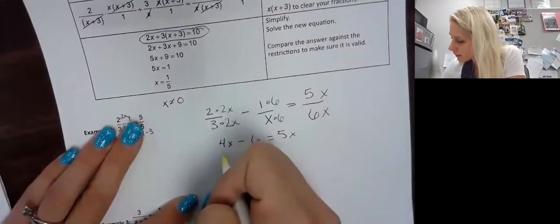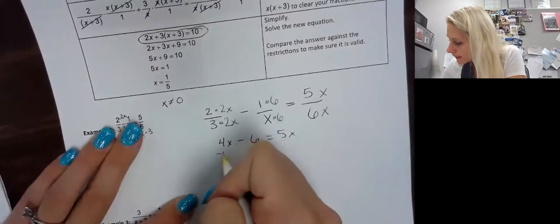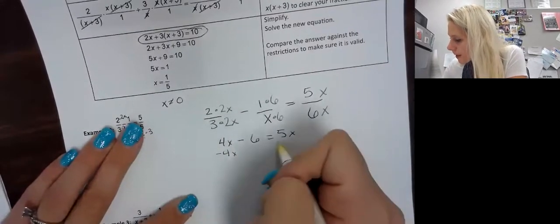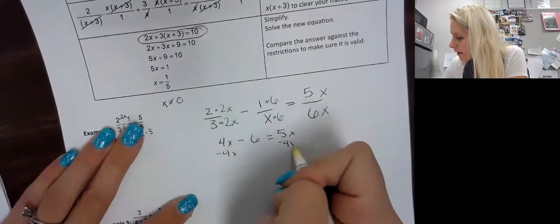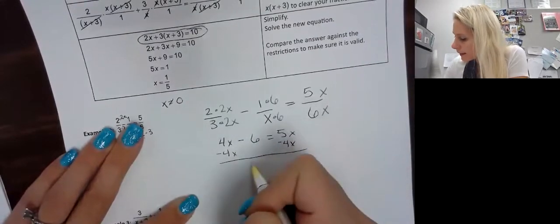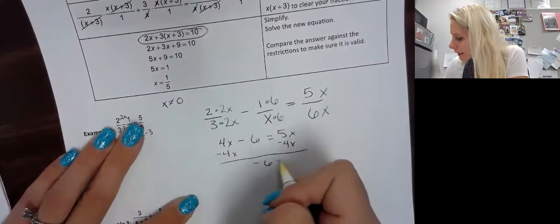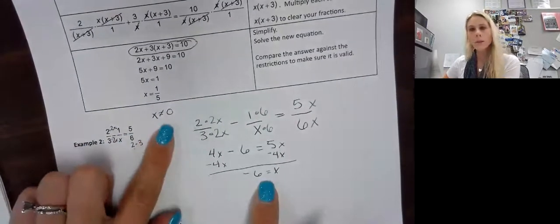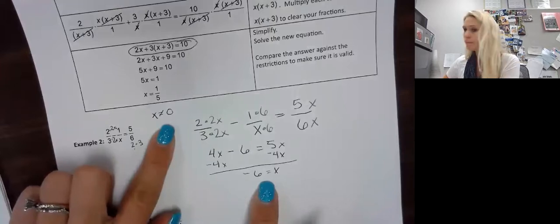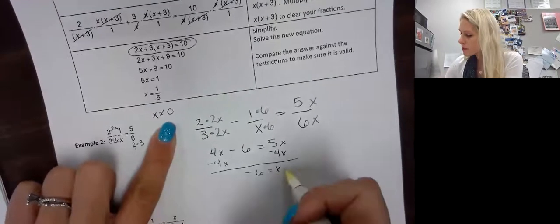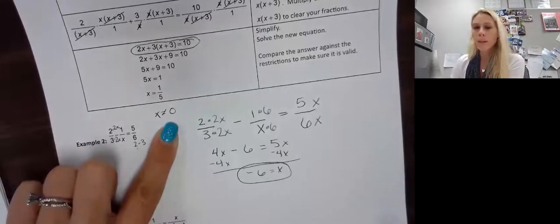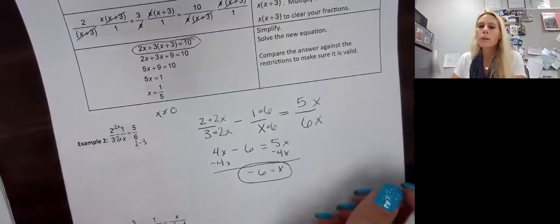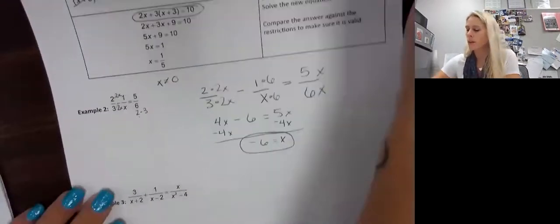Okay, I'm going to subtract 4x from both sides. I get negative 6 equals x. Compare my answer to our domain restriction. These are not the same, so the good thing is this would be my answer. Now you can always plug back in to check.